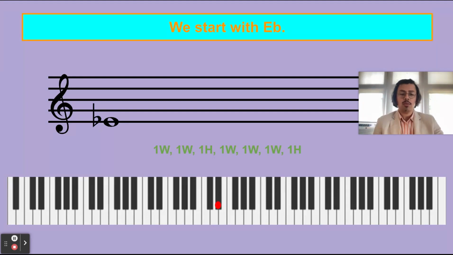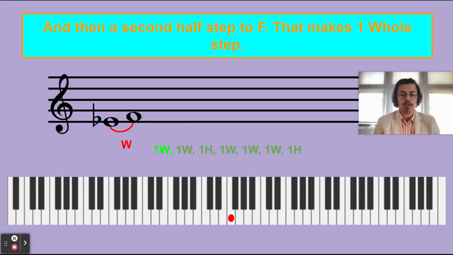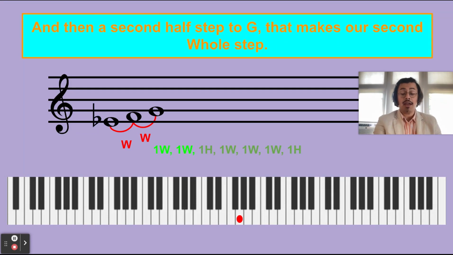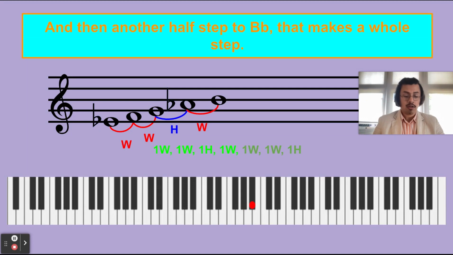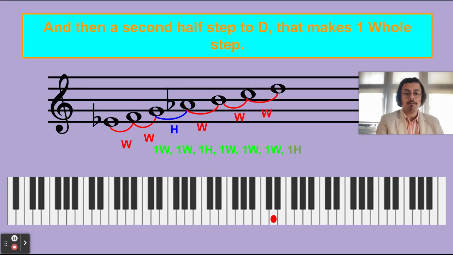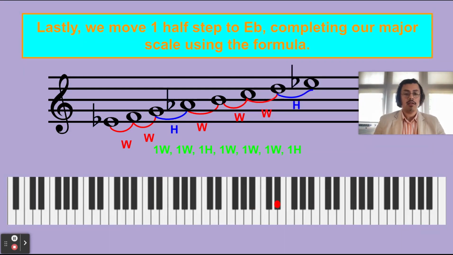Okay, so the first thing we do is one whole step, right? So we go half plus half makes one whole step. And then again, another whole step. So half plus half makes a second whole step. Then we are going to move up one half step. And then again, another whole step. So half step plus half step makes another whole step. Another whole step. Half plus half makes a whole. Another whole step. Half plus half makes a whole. And then one half step. And that gives us the E flat major scale.